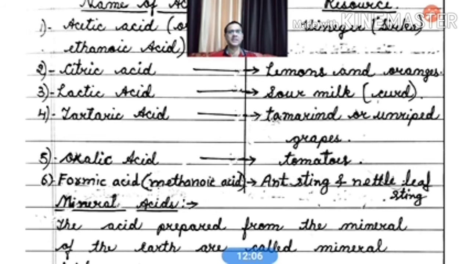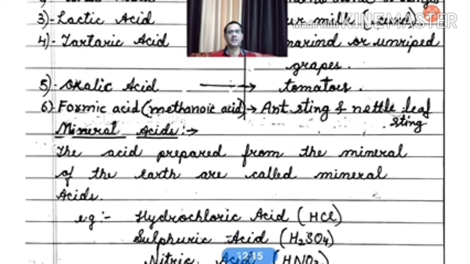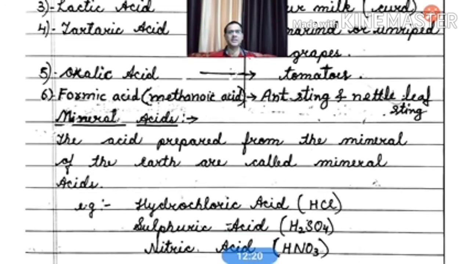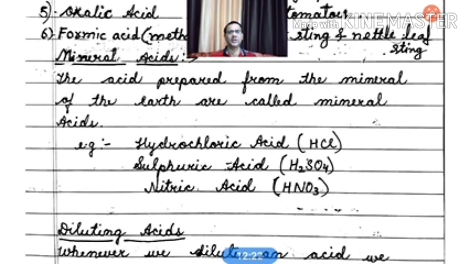But some acids are there which we cannot have at all, not even a single drop, and they are called mineral acids. So what are mineral acids? The acids prepared from the minerals of the earth are called mineral acids. The first one is hydrochloric acid, that is HCl, then sulfuric acid H2SO4, and nitric acid HNO3. These acids are very strong. We cannot have a single drop of these acids in the mouth, or touch these acids on the surface of skin.